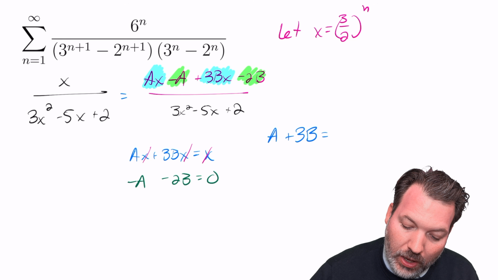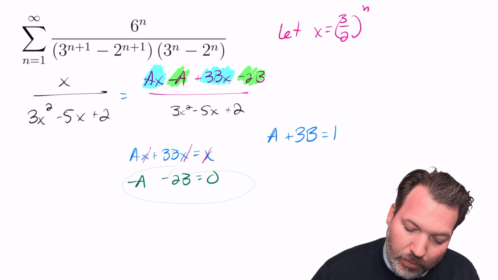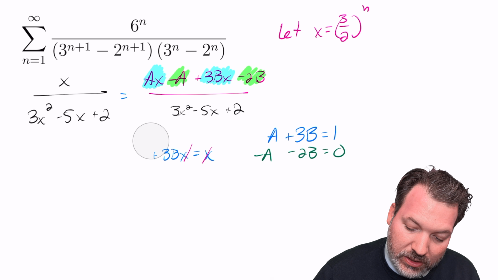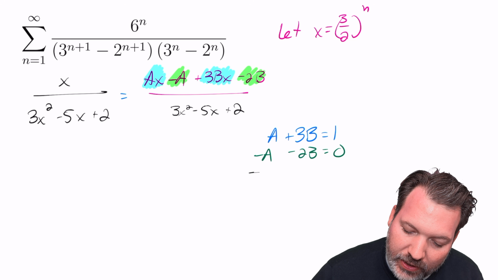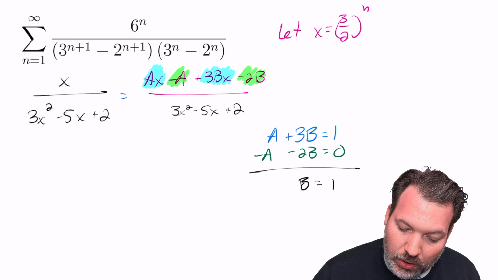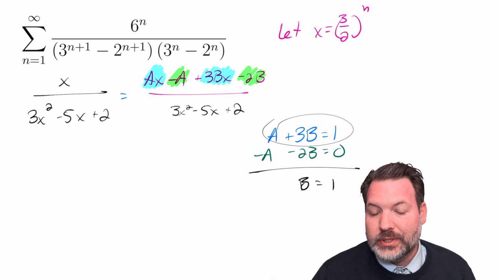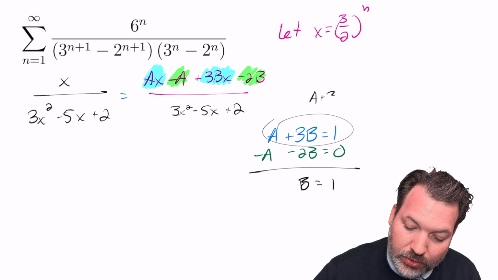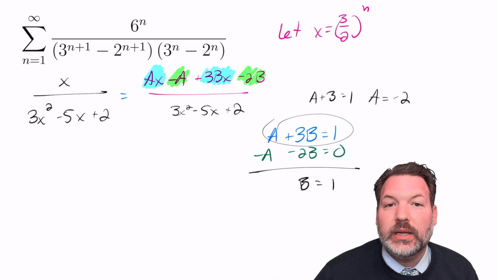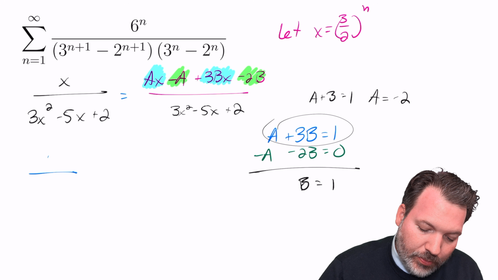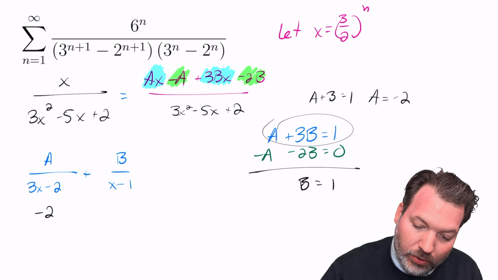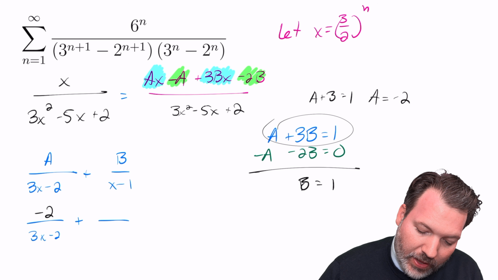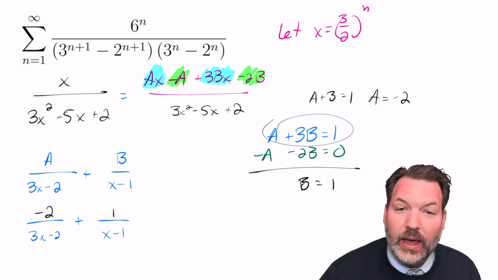A plus 3b must be equal to 1. And then from a moment ago, minus a minus 2b is equal to 0. So now we can solve for a and b and state this as two separate fractions. Adding these together nicely gives us that b is equal to 1, and then plugging that back into, say, the first equation gives us that a plus 3 equals 1, which means a itself must be negative 2. Now recall the way we set this up was a over 3x minus 2 plus b over x minus 1, so now we can plug these values in. A is negative 2 over that 3x minus 2, and then b was positive 1 over that x minus 1.